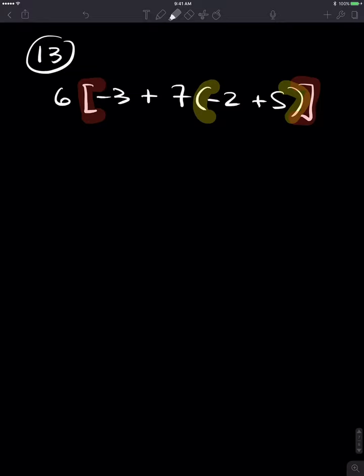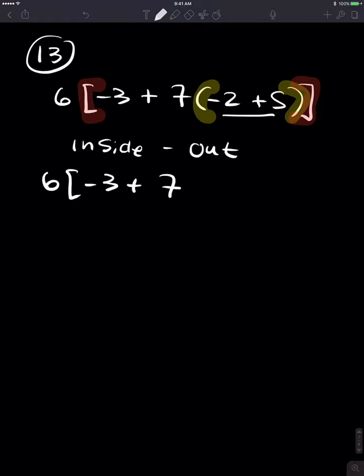of a square bracket. We work inside out, meaning do the innermost parentheses first. Compute negative 2 plus 5. Notice, negative 2 plus 5 is a positive 3. There's no operation between the 7 and the parentheses. It's understood by default to be multiplication.